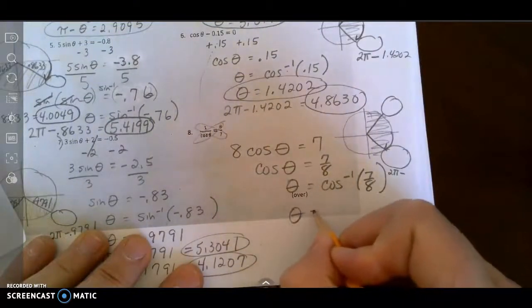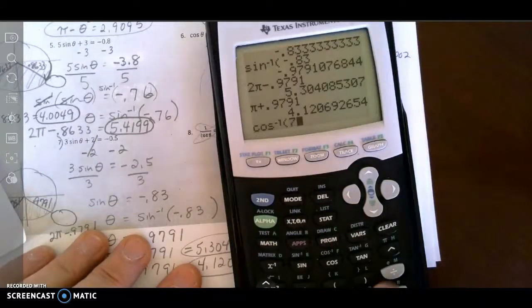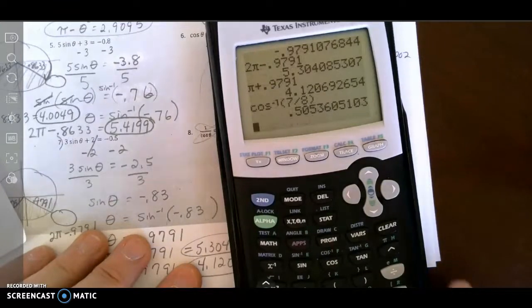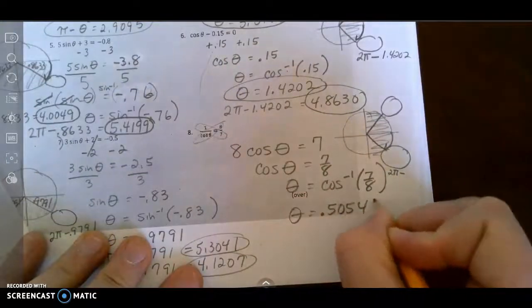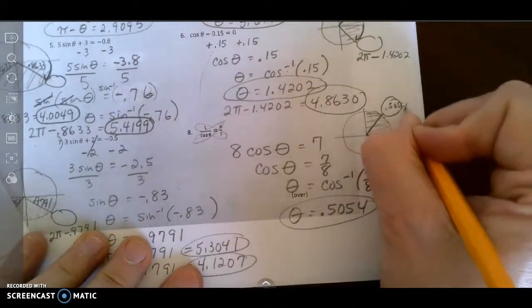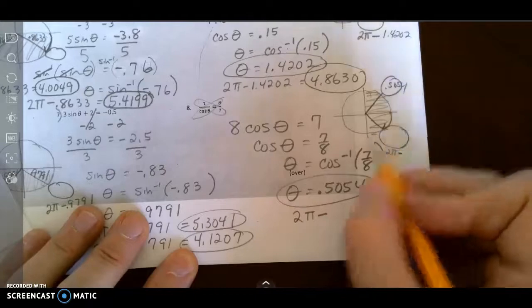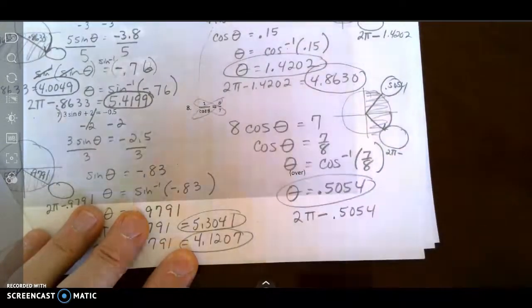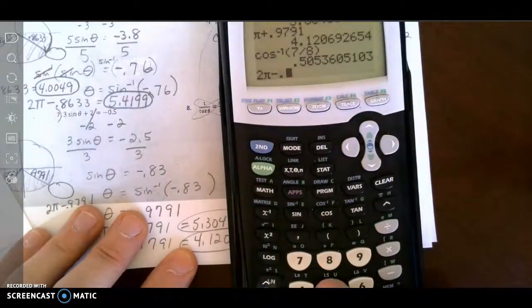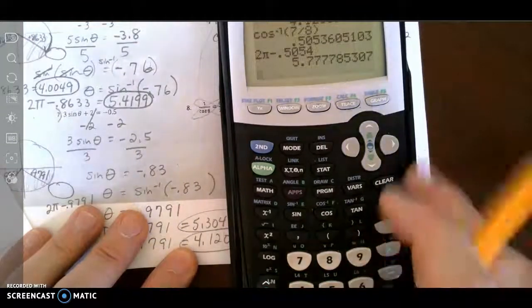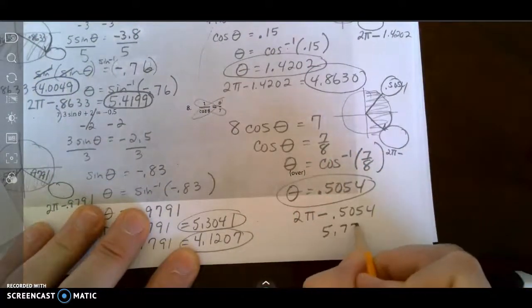So let's see what I get when I put this into my calculator. Inverse cosine of 7/8, 0.5054. That's one of my answers. That's the one that would go there. And then my last answer would be 2 pi minus, because it's in the negative direction, 0.5054. 2 pi minus 0.5054, and I get 5.7778.